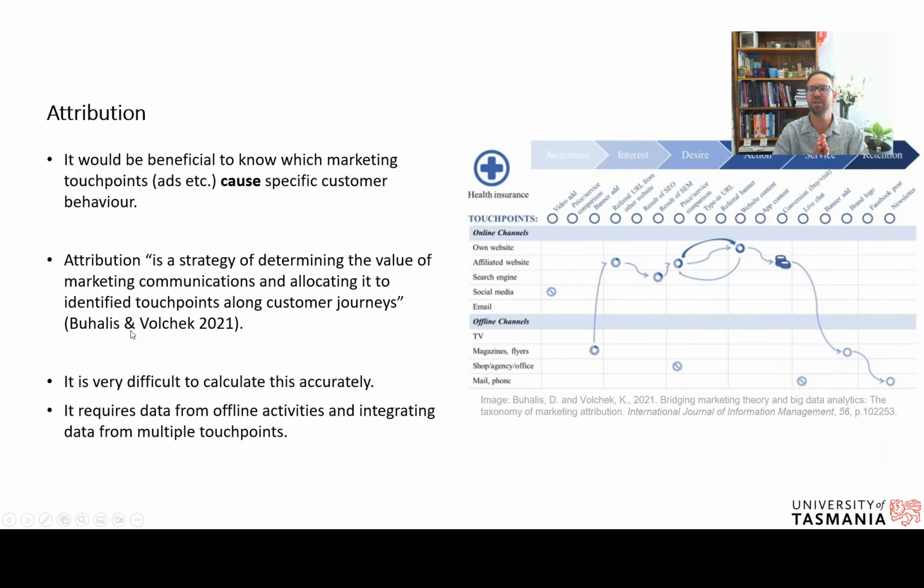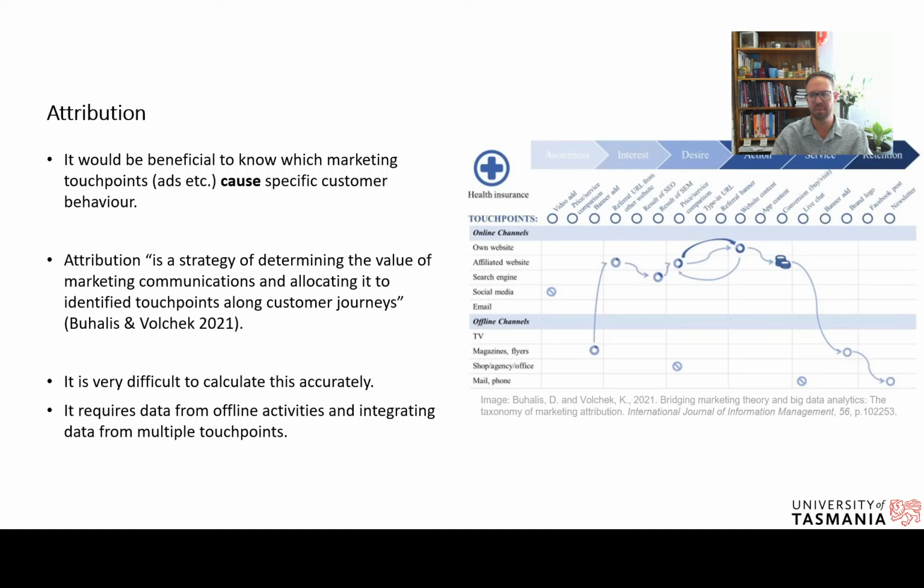Alright, so attribution, which basically means what's causing things, right? So it would be beneficial to know which marketing touch points, such as advertisements and stuff, actually cause specific customer behavior. Now, attribution is a strategy of determining the value of marketing communications, or activities it should be really, and allocating its identified touch points along customer journeys.